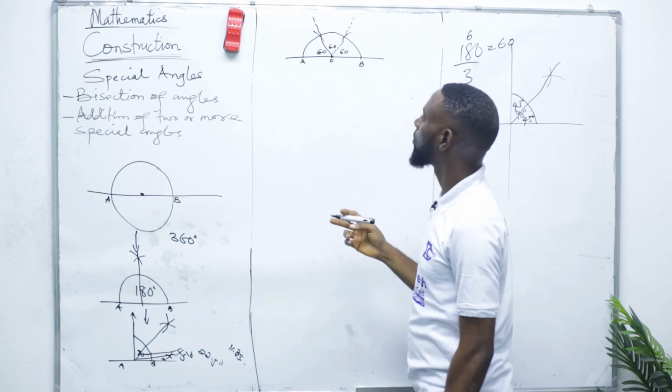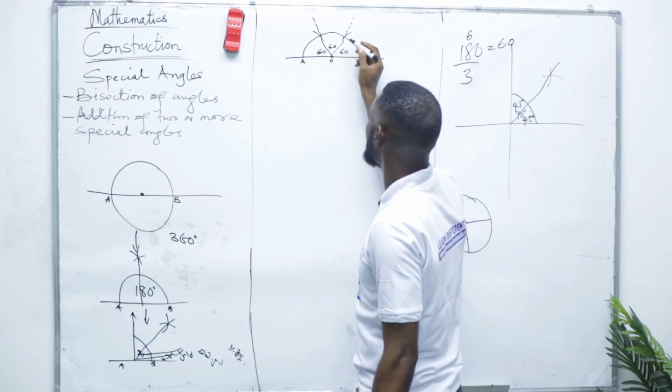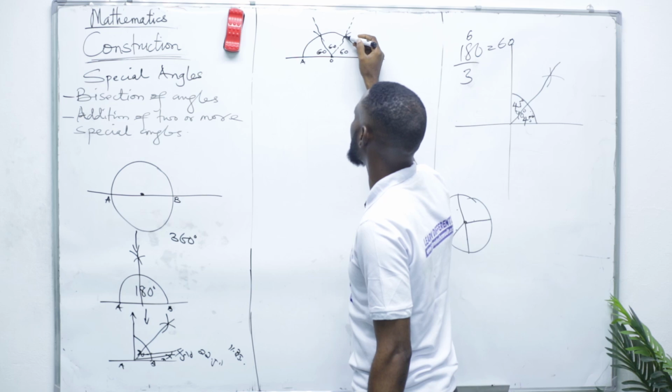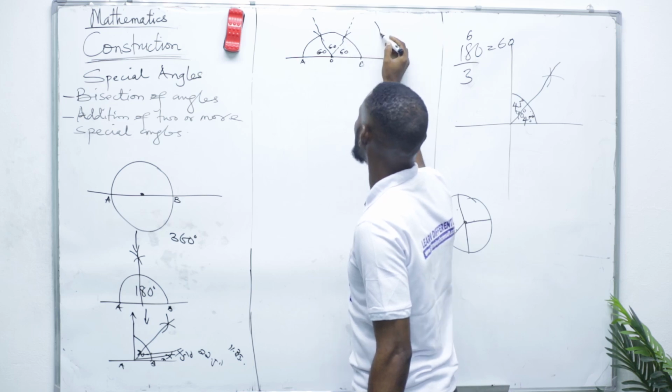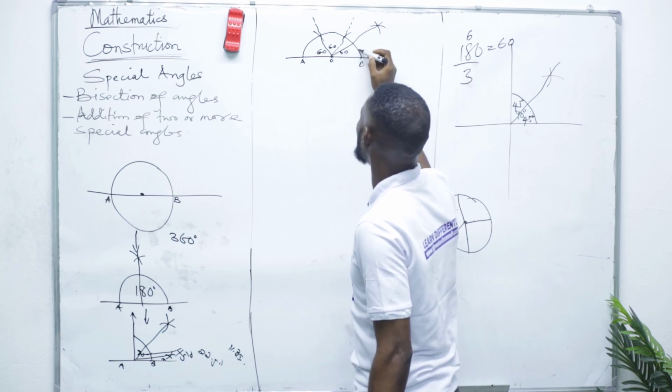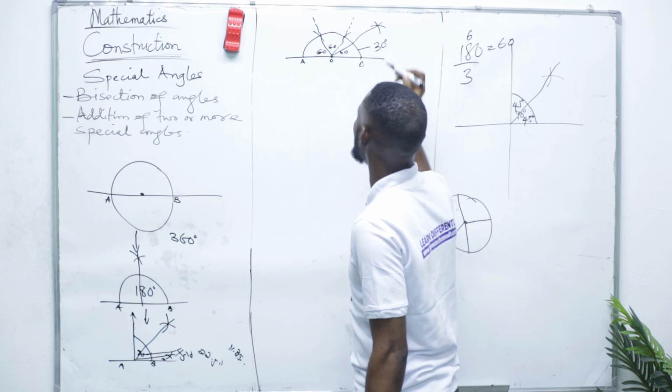Do you understand the point? Then the next one is from this 60. You can just come here, take any radius of your choice, where it makes an intersection at this point, just draw an arc, and here, draw another arc. Then you join. From 60 now, we have gotten what? 30 degrees. Do you understand?